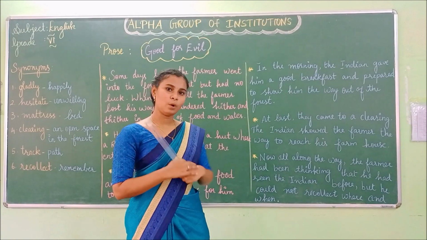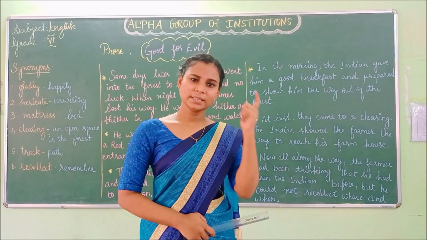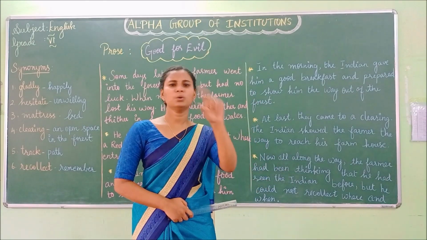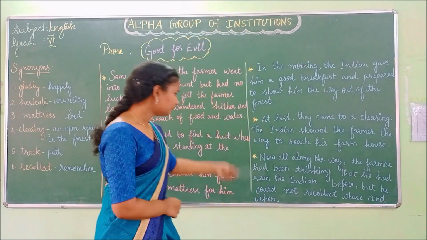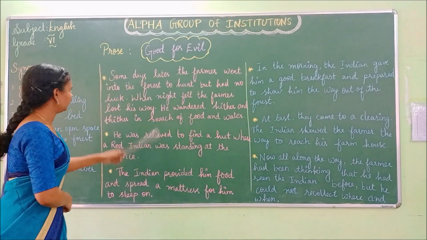So all the way, this American farmer is thinking that he has seen this Red Indian somewhere, but he could not recollect where and when. So he was thinking, okay, this is what we have seen so far. I should read it once, okay.